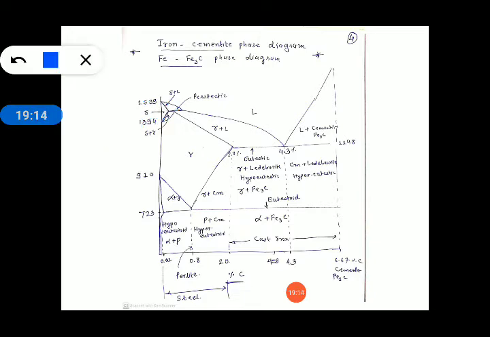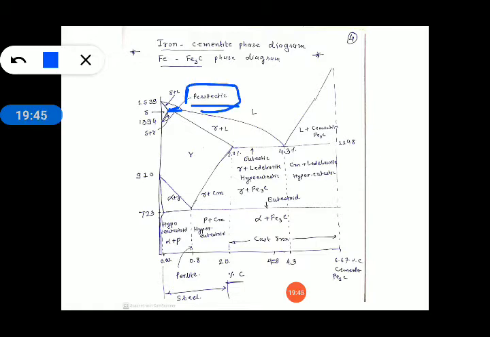Then the third phase is delta plus gamma, and this is the line where solidification starts or the reaction takes place. So delta plus liquid will convert into the solid after this line. This reaction is called the peritectic reaction.